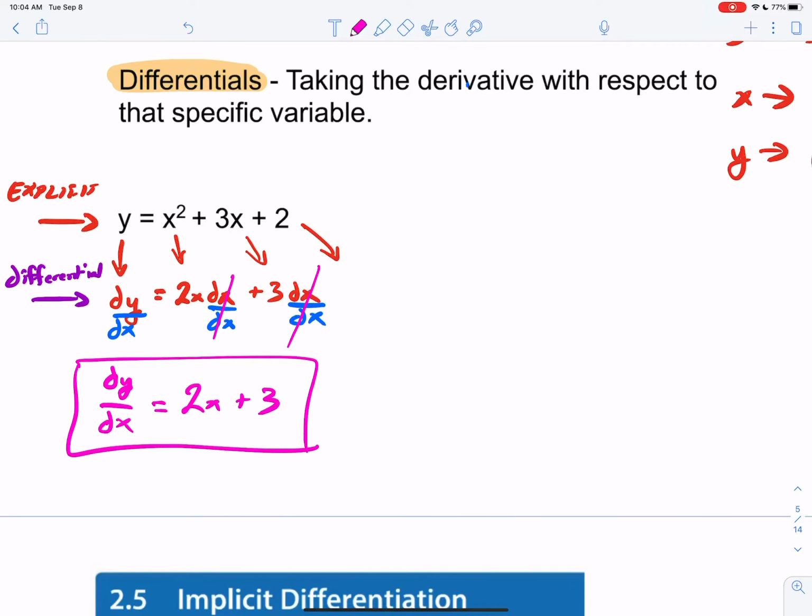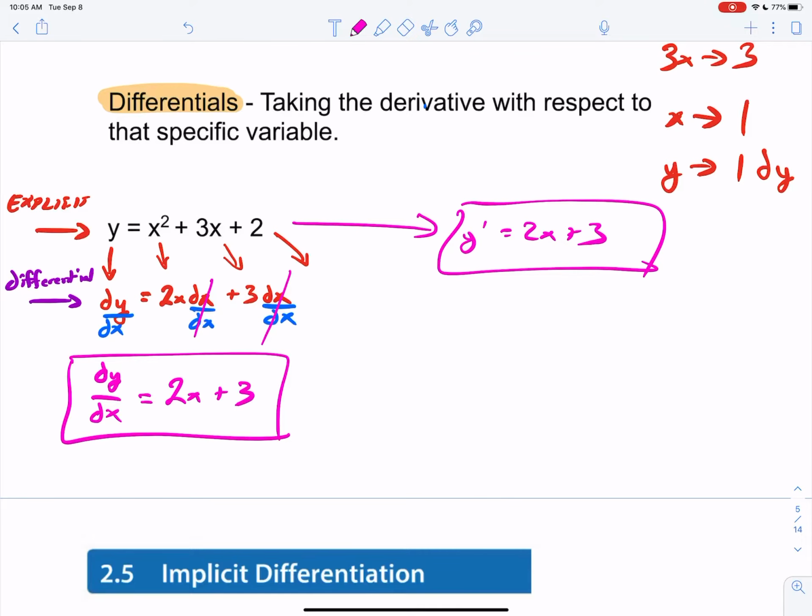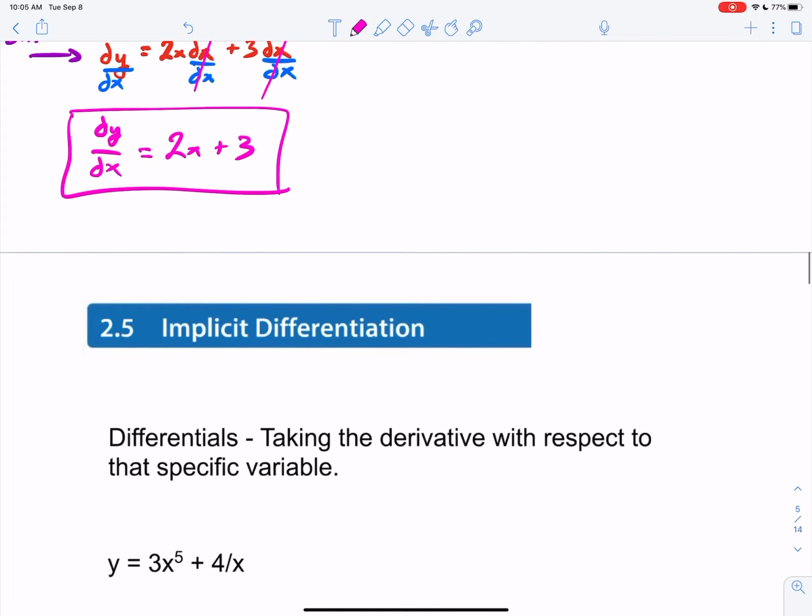Okay? Now, wouldn't it have been easier to just take the derivative? Y prime equals 2x plus 3, and then I'm on my way. Right? So when it's explicit, it's easy to just take the derivative. Okay? But for the sake of learning differentials, I'm showing you guys how this works here, okay? You take the differential, then you divide by dx. Okay? It seems redundant when you're doing the differential on an explicit equation, okay? But this is just so you guys get used to what a differential is, okay? So humor me here, okay?